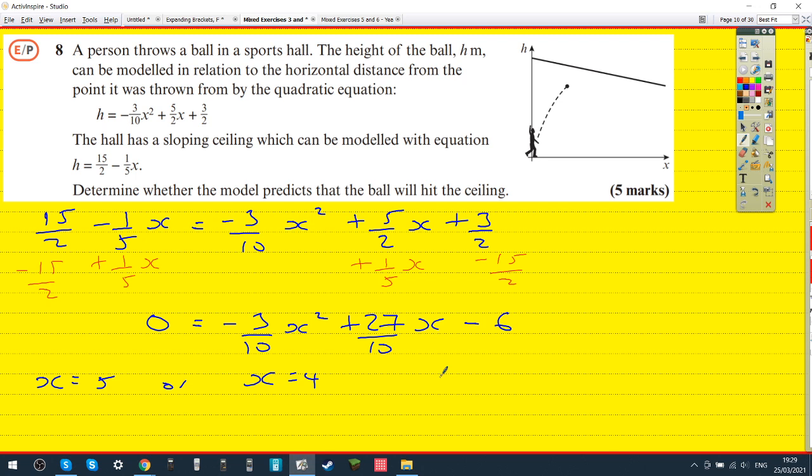So how do I know if it hits the ceiling or not? That's the trick. Okay, so if this was pure maths, that would be a graph, and I know it will look like that. How far across are these two?